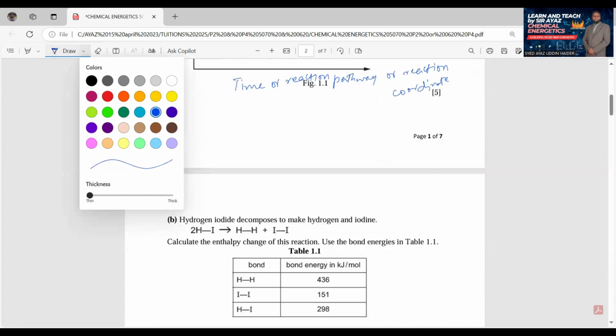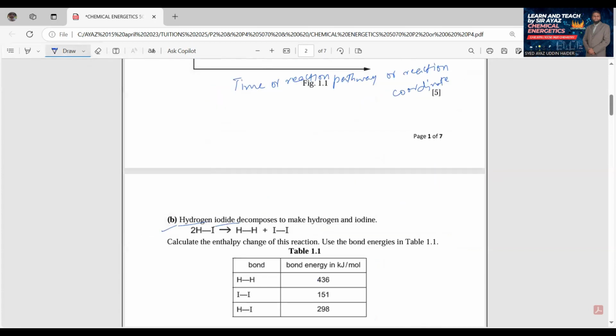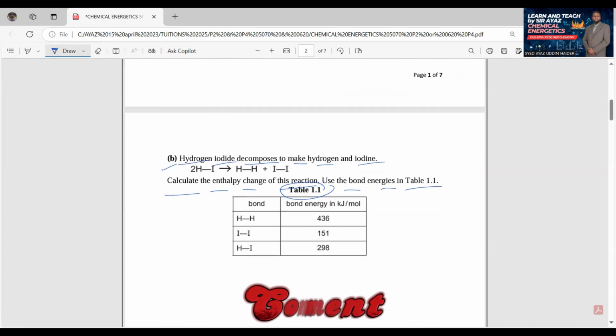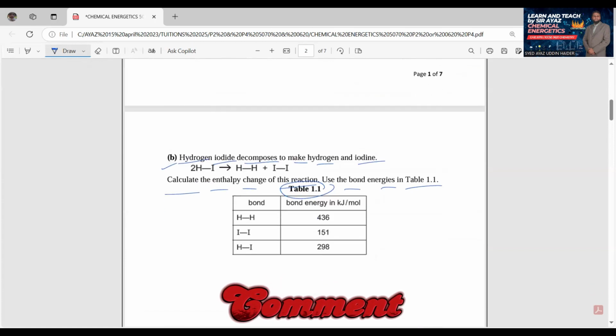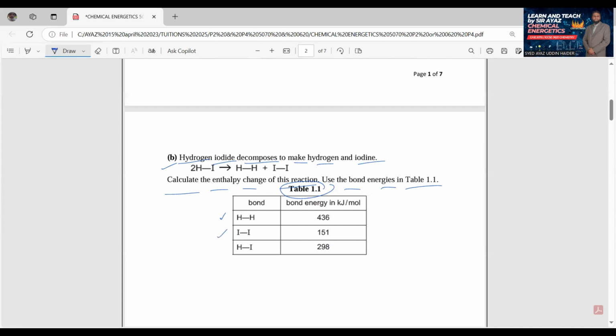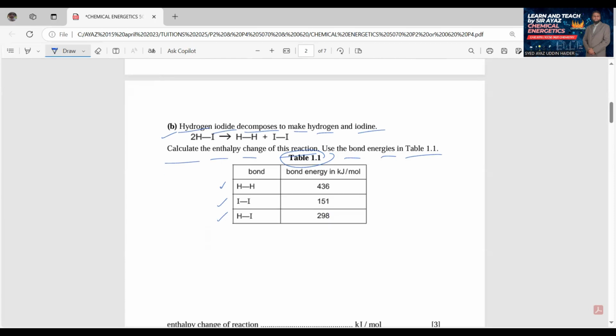Moving to next question. Question number 1, part B. Hydrogen iodide decomposes to make hydrogen and iodine. This is the reaction equation: 2HI gives H-H plus I-I. Calculate the enthalpy change of this reaction. Use the bond energies in table 1.1. Here's table 1.1. Bond energies are given for H-H, I-I, H-I. Now they are saying enthalpy change of this reaction.